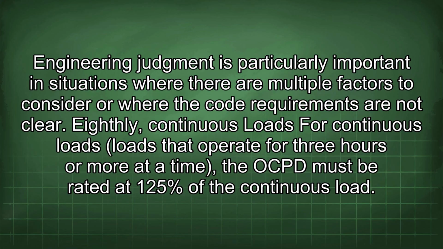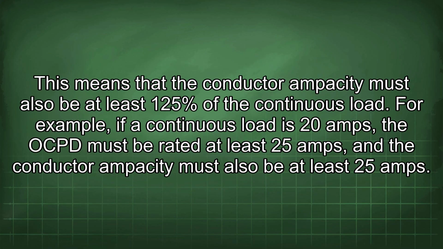Eighthly, continuous loads. For continuous loads that operate for 3 hours or more at a time, the OCPD must be rated at 125% of the continuous load. This means that the conductor ampacity must also be at least 125% of the continuous load. For example, if a continuous load is 20 amps, the OCPD must be rated at least 25 amps, and the conductor ampacity must also be at least 25 amps.